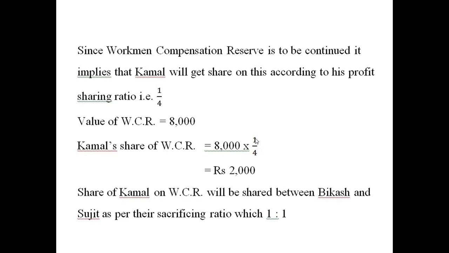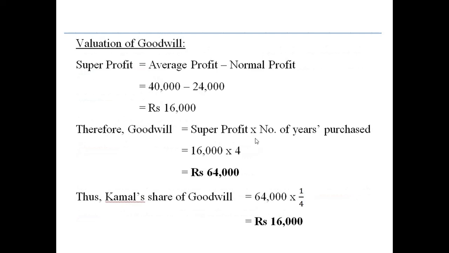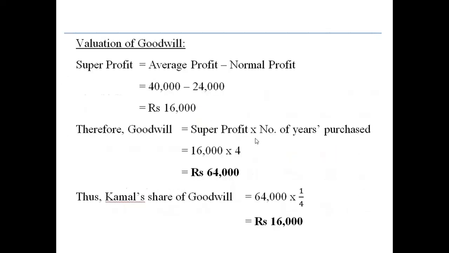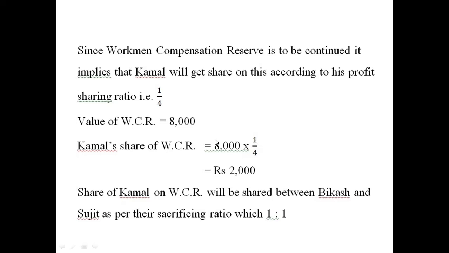And now this 2,000 has to be shared between Vikas and Sujit as per their sacrificing ratio, which means Kamal has to pay 2,000 more. But he is bringing the amount of capital rupees 50,000, isn't it? So whatever the amount we have calculated for this WCR will be subtracted from the amount of capital that is brought in by him. We have done this kind of adjustment before also.